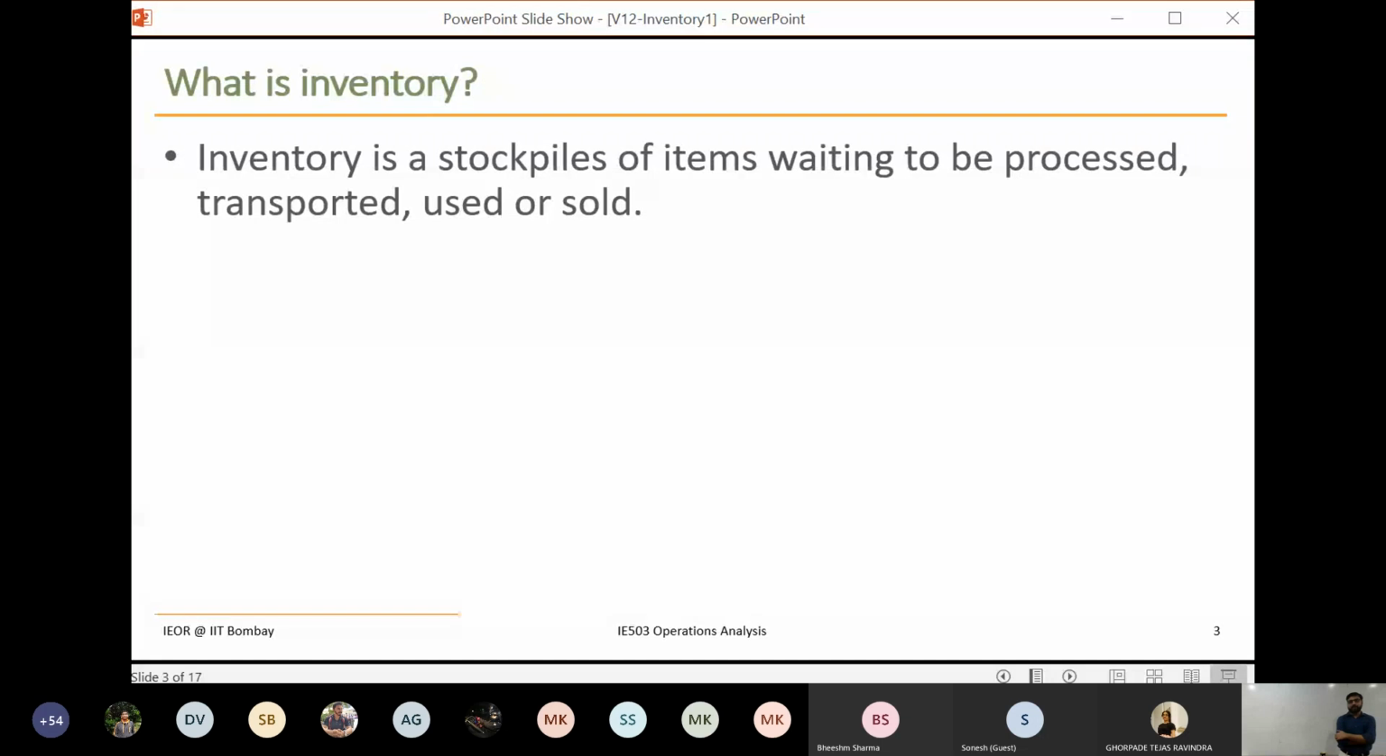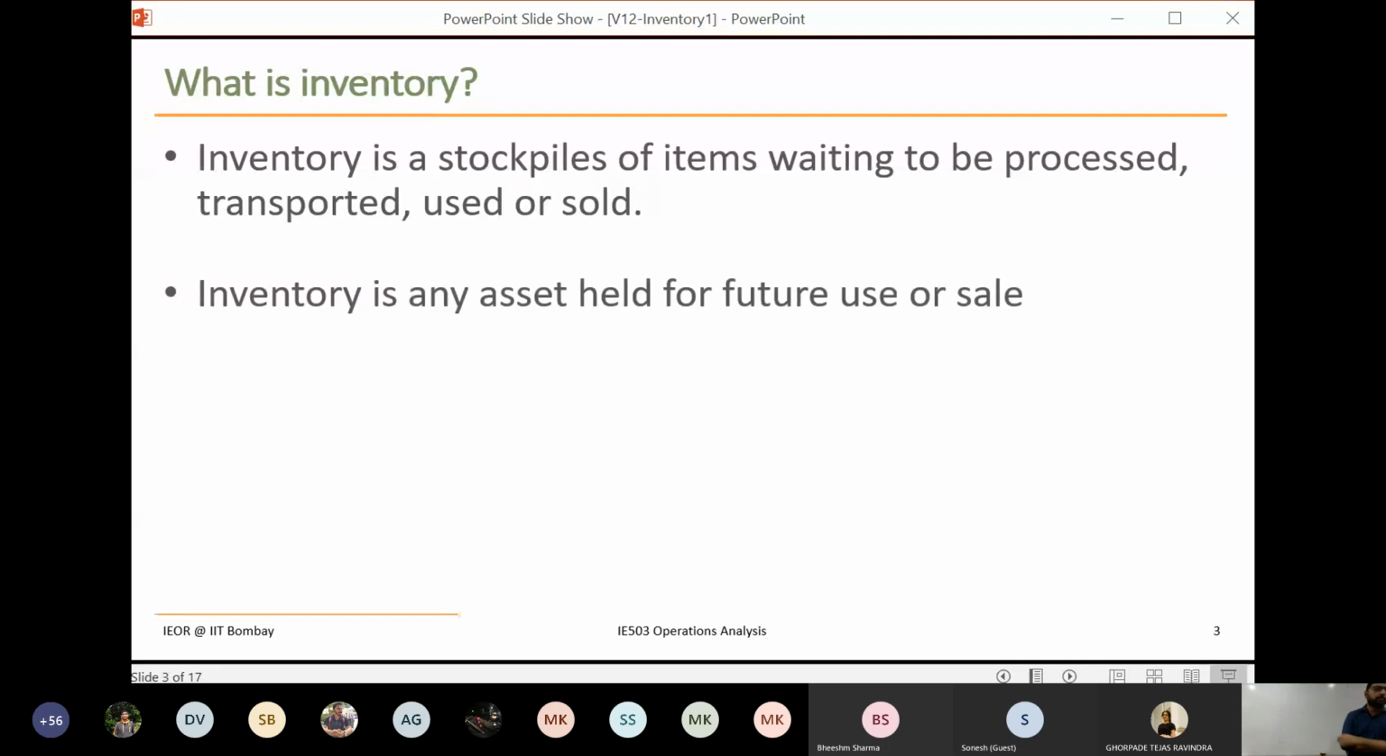What we mean by inventory is just a stockpile of items, whatever it is, wherever it may be. It may be waiting to be processed, in that case we may call it raw materials. Sometimes it may be waiting to be transported, just in stockpile waiting for the truck to arrive, or eventually it will get consumed, or we'll sell it to the customer and make money. All those things are what is called inventory.